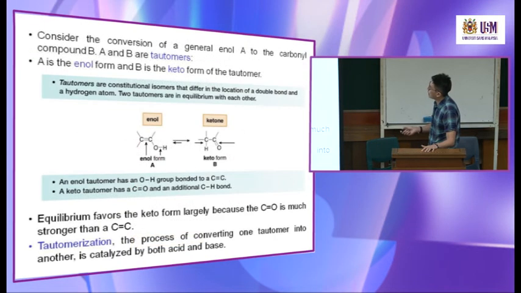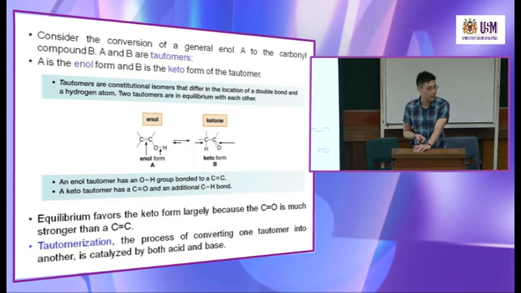So before we go to the mechanism, consider the conversion of general enol A to the carbonyl compound, this is the keto form. Sometimes we call it enol form or keto form. Keto comes from ketone, and of course keto also covers aldehyde. A is the enol form and B is the keto form of the tautomer. Tautomers are constitutional isomers that differ in the location of a double bond and a hydrogen atom. Two tautomers are in equilibrium with each other.